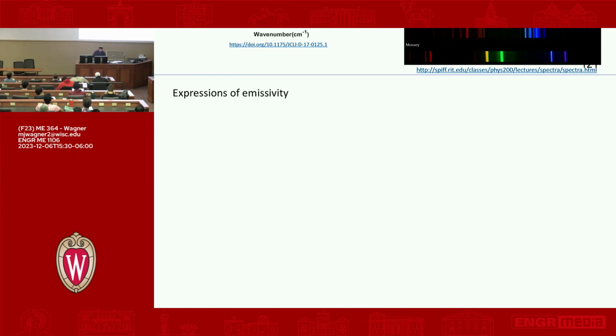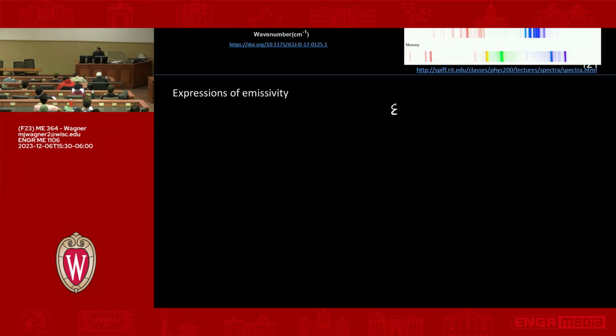All right, so the first thing is we said up here, let me just flip this back. We said that emissivity for lambda, theta, and phi, that was spectral directional emissivity.